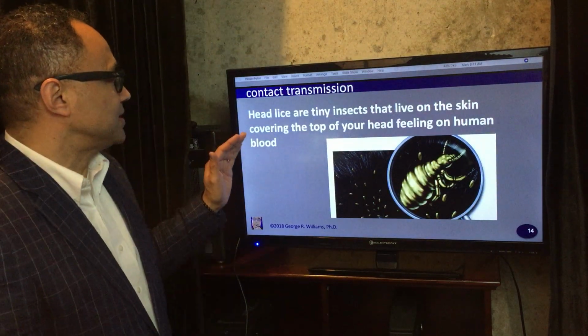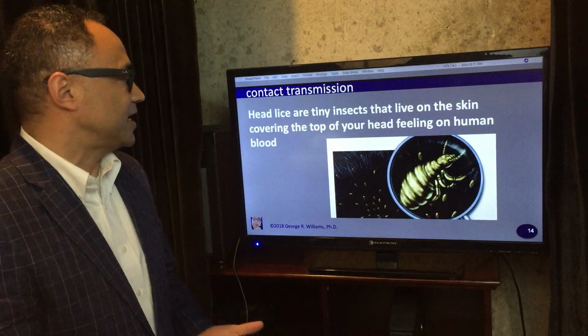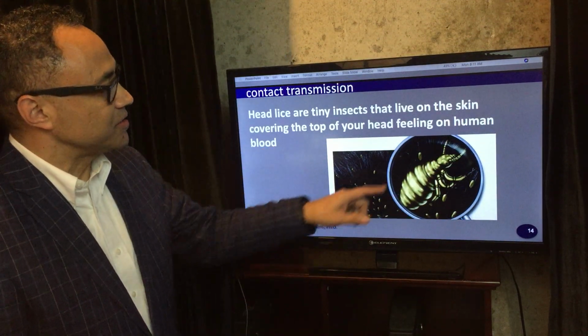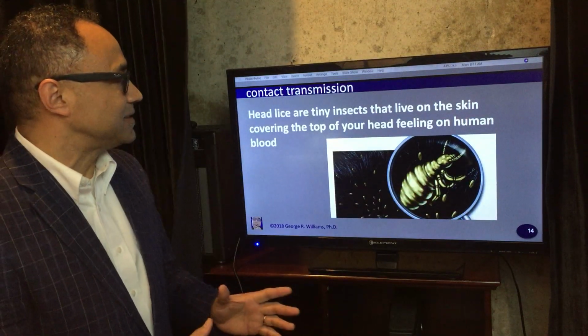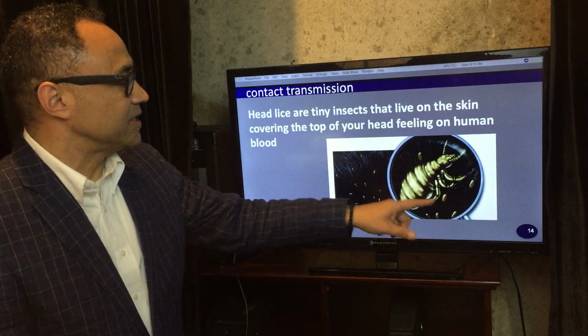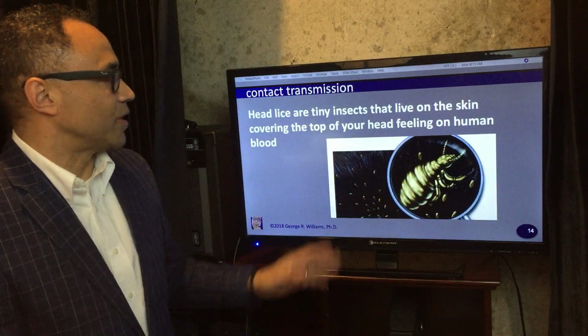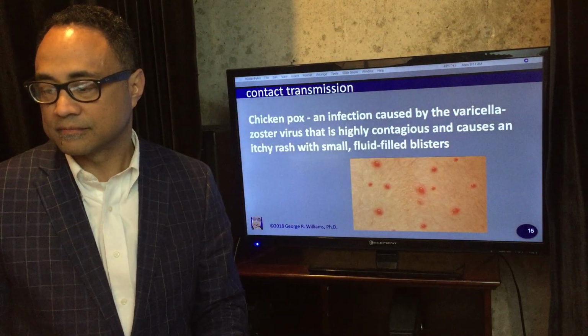And then another one for contact is head lice. These are tiny insects that live on the skin covering the top of your head, feeding on human blood. So here in this picture you have a magnified version of head lice, which is an actual insect-type creature. But then you can see these little eggs. So in the treatment of those, you have to address those eggs as well.